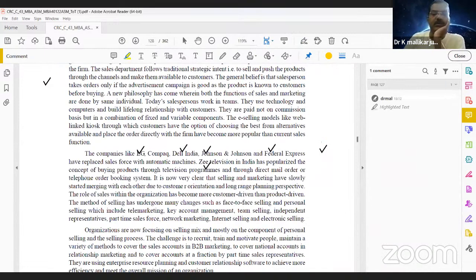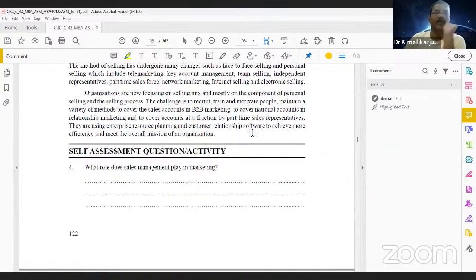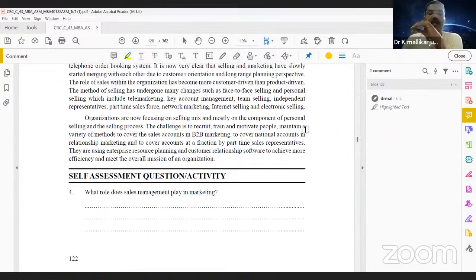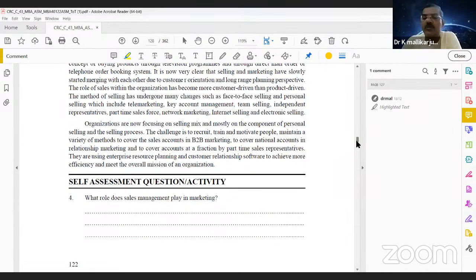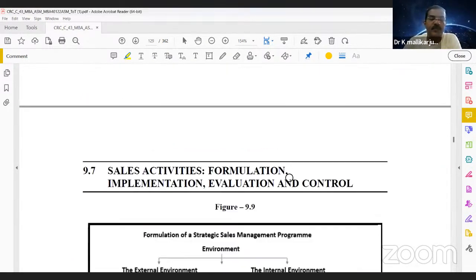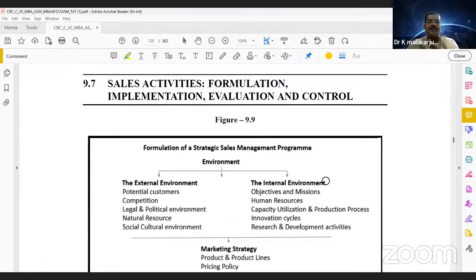Organizations are focusing on the selling mix, mostly the component of personal selling as well as the selling process. There is a B2B process and a B2C process also. Now we move to sales activities: formulation, implementation, evaluation and control.